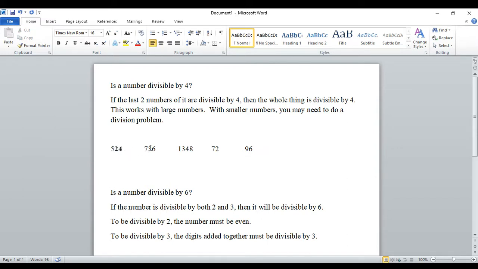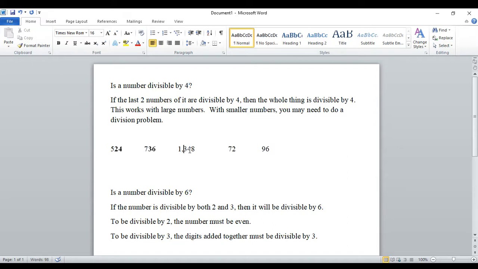So let's look at 736. We look at the last two digits, the one in the tens and the ones place, and we say to ourselves, is 36 divisible by 4, or will 4 go into 36 a number of times without having a remainder? Yes, it will. We know that 4 times 9 is 36. So that tells us that the whole number will be divisible by 4, or that this number is a multiple of 4.